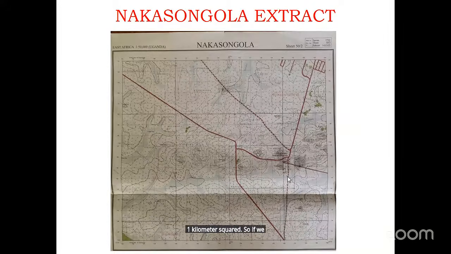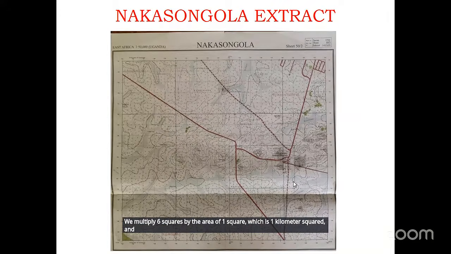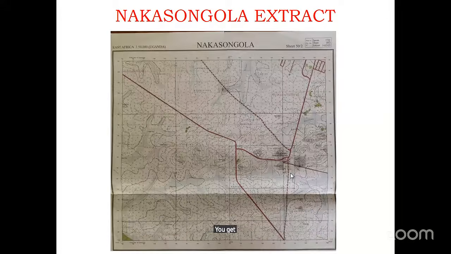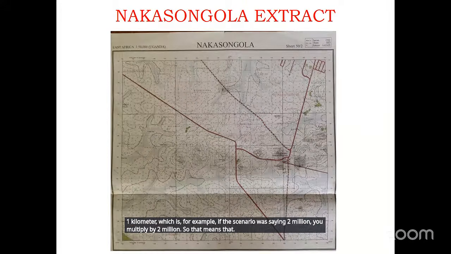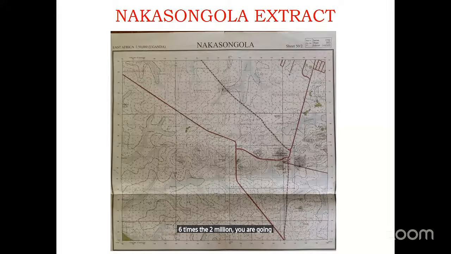So if we counted the complete squares and we got 6 squares, we multiply 6 squares by the area of 1 square, which is 1 kilometer squared, and we get 6 kilometers squared. So if your father is to buy this land, you get the 6 squares and multiply by the unit cost of 1 kilometer squared, which is, for example, if the scenario was saying 2 million, you multiply by 2 million. So that means that 6 times 2 million, your father is going to incur 12 million shillings to get Kasir seasonal swamp.